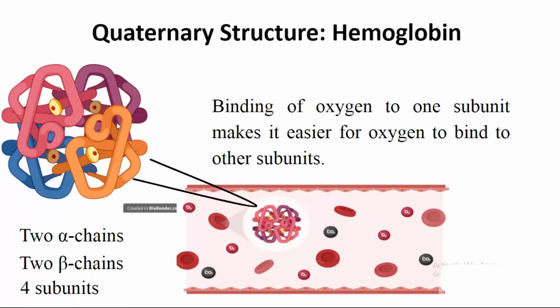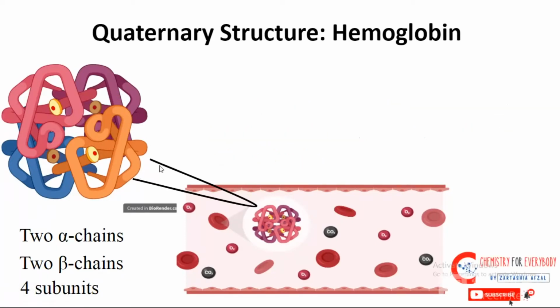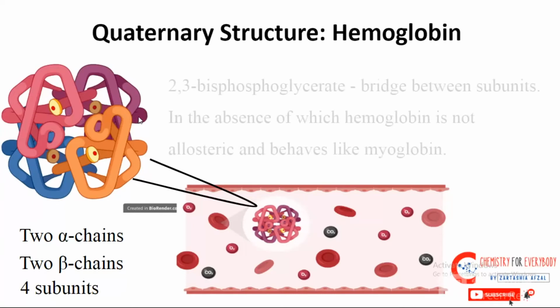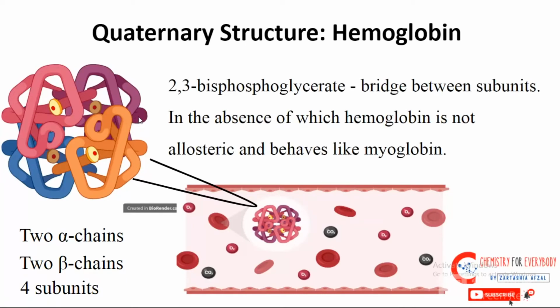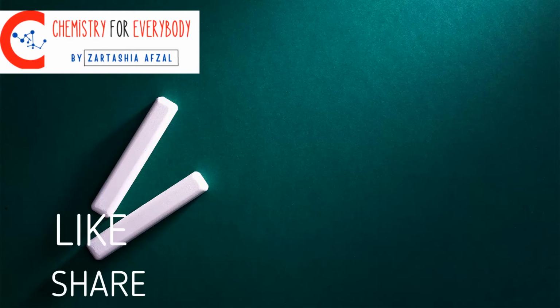For the exhibition of this allosteric behavior, the bridge between these four subunits is of great importance. Yes, the bridge, 2,3-bisphosphoglycerate, which connects these four subunits together, is in fact responsible for this allosteric behavior. And when this bridge is removed, the allosteric behavior will no longer be exhibited by the hemoglobin molecule, and instead the hemoglobin will start to behave like a tertiary protein, which is myoglobin, right?